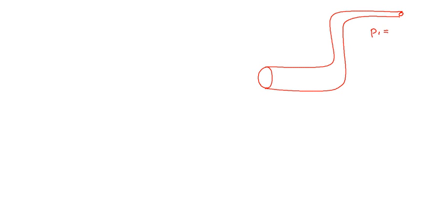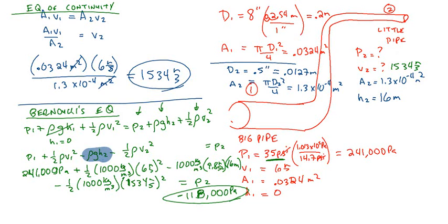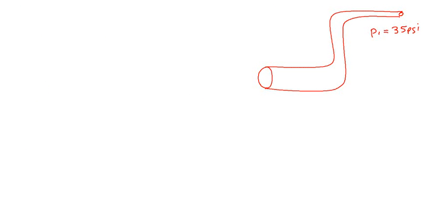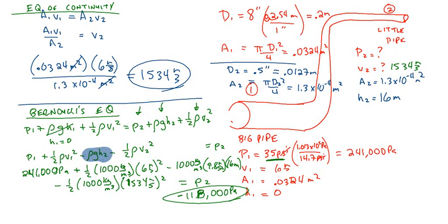I need a certain pressure at the top. That should be the 35 psi or whatever it is. We had that number on the last screen, which was 241,000 Pascal. Okay, the height, and this should be P2, I'm sorry. H2 is still 16 meters. The area of the pipe, we still have that, although I've completely forgotten it. 1.3 times 10 to the negative 4.